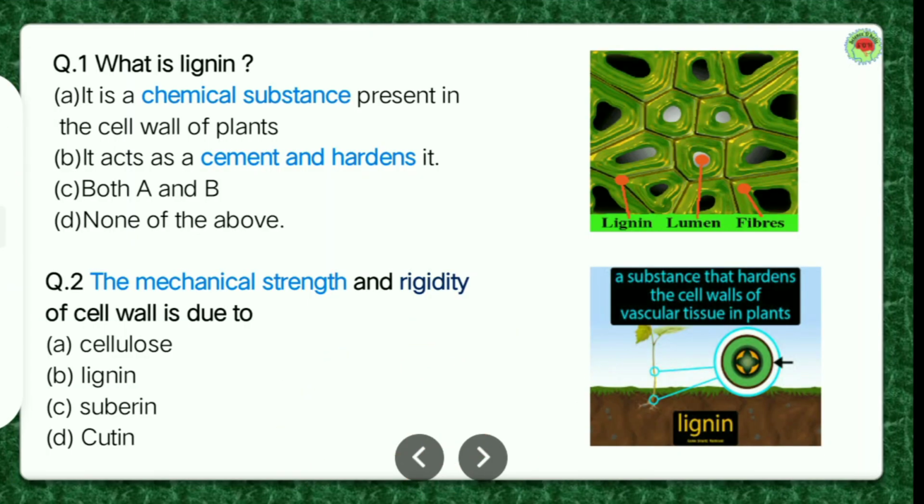Question number 1, what is lignin? Lignin is a chemical substance present in the plant tissue, and the function of lignin is cementing and hardening the plant tissue. So let's see the options.